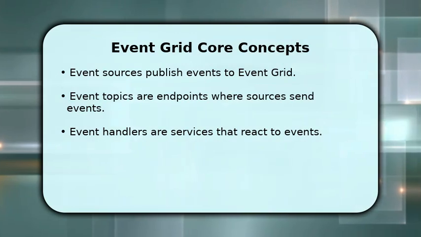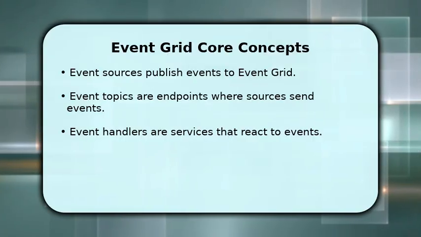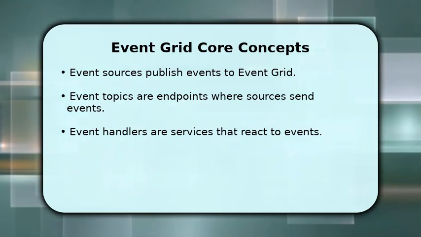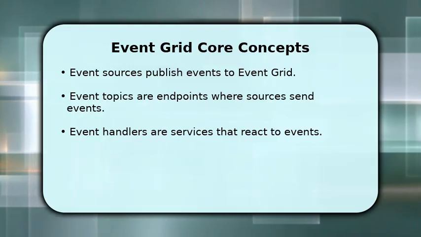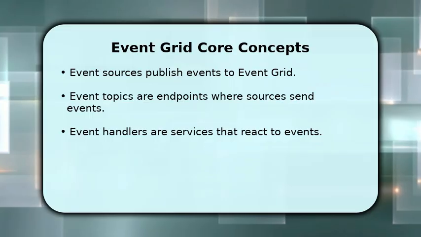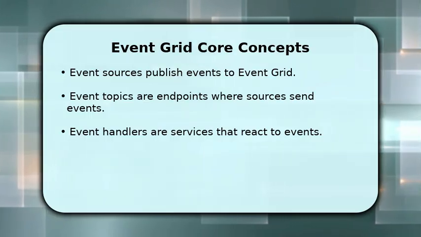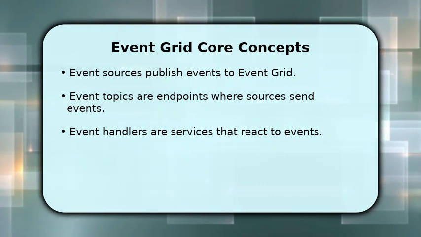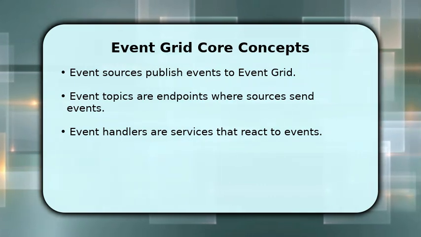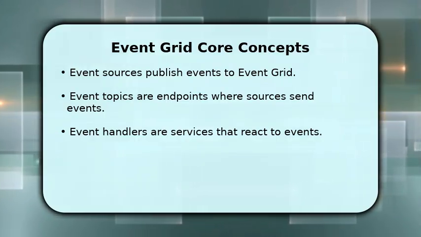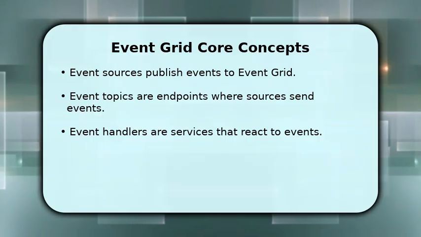Understanding the core components of Event Grid is crucial for effective use. Event sources are where events originate, like a storage account or a custom application. Event topics are the endpoints where these sources send their events, acting as a central hub. Event subscriptions then define which events from a topic should be routed to specific event handlers. Finally, event handlers are the services or applications that process these events, such as an Azure function or a Logic app. This structured approach ensures efficient event delivery.